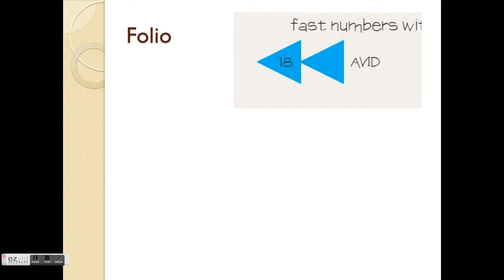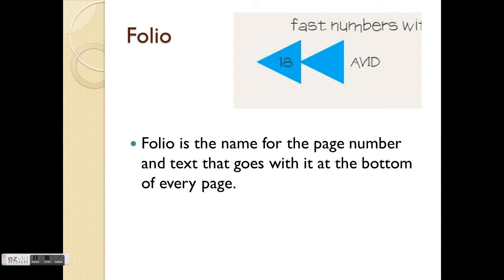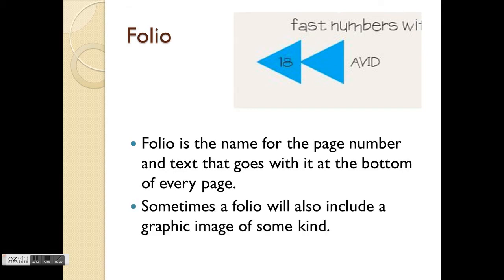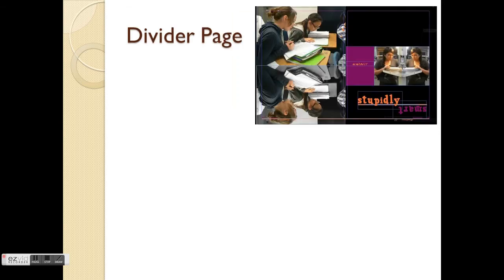The folio is the name for the page numbers and the text that goes with it at the bottom of every page. It'll have your page number. It'll also have the title of the page. Sometimes the folio will include a graphic, and that'll be determined by our theme.